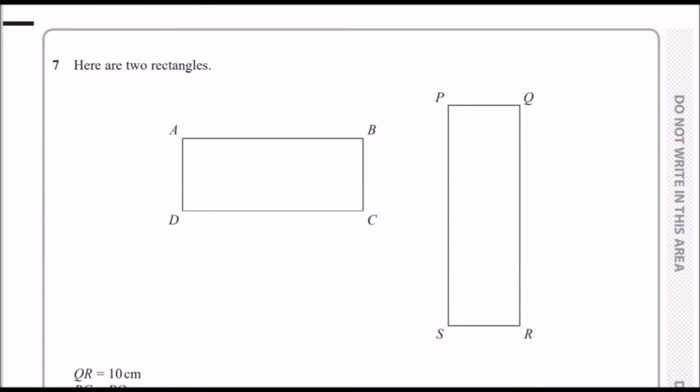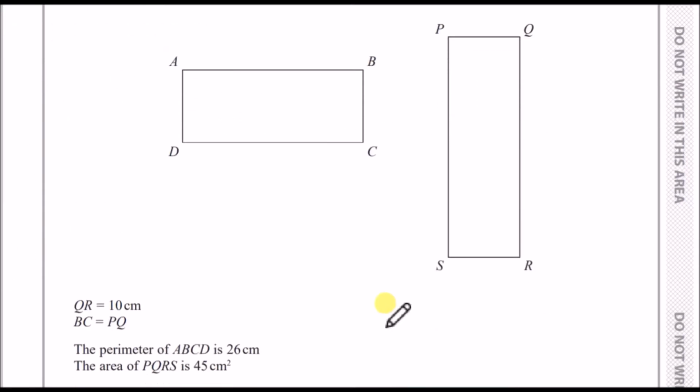So here are two rectangles. The first one is ABCD and the other one is PQRS. Now according to the info, QR is 10, so label it 10, and BC equals PQ. So let's label PQ, I don't know, X, meaning BC is X and the other similar ones are X too. Alright, so just like that.